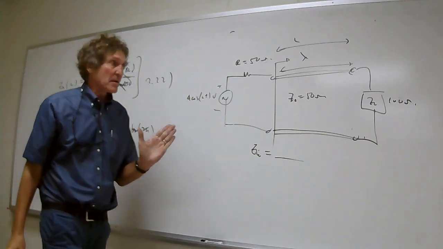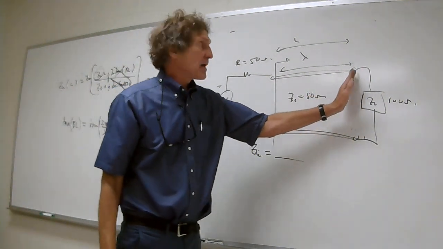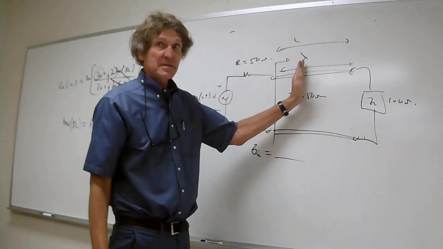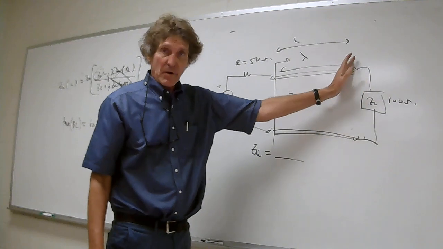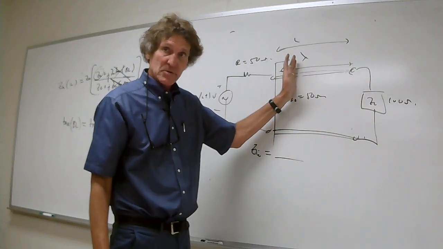And this is the beautiful thing about transmission lines. Every time you go a half wavelength, it only takes a half wavelength, then the input impedance is just the load. Half wavelength to there, input impedance is just the load impedance.